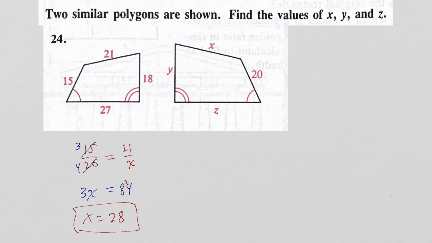Okay, so I'm going to do the same thing for y. I'll say 15 over 20, that's these two corresponding sides, is going to be equal to this side corresponds with this. So we're putting the smaller one on top. So this is 18 over y. And again, I'm going to cancel this. 5 goes into this 3 and 4 times. So when I cross multiply, I'm going to get 3y is equal to 4 times 18, which is 72. I'll divide by 3 and I'll get y is equal to 24.